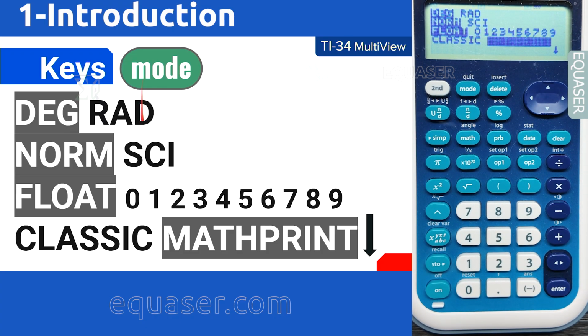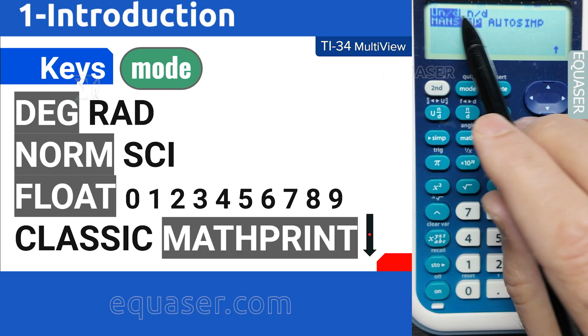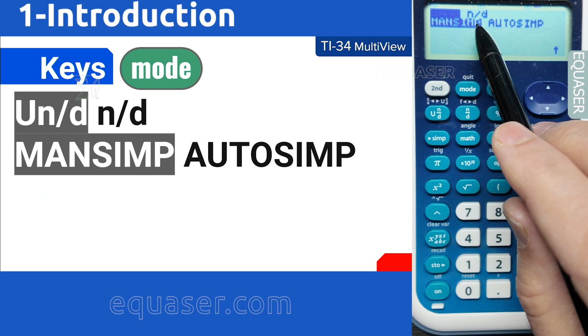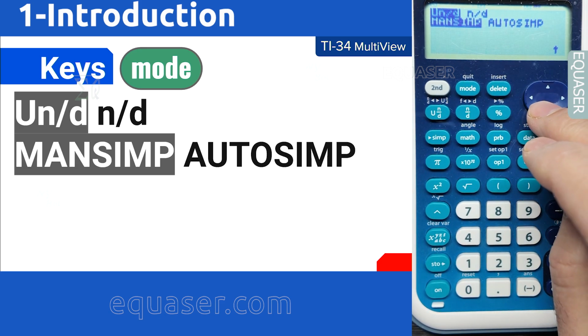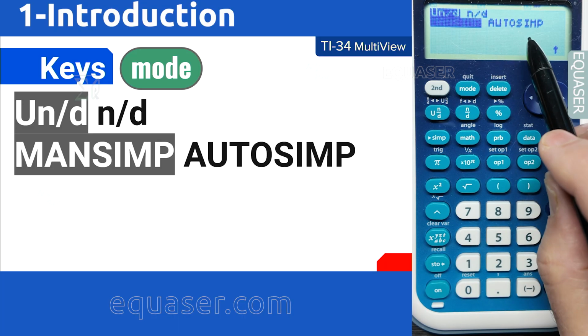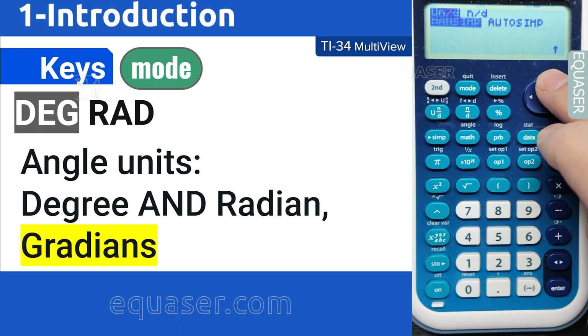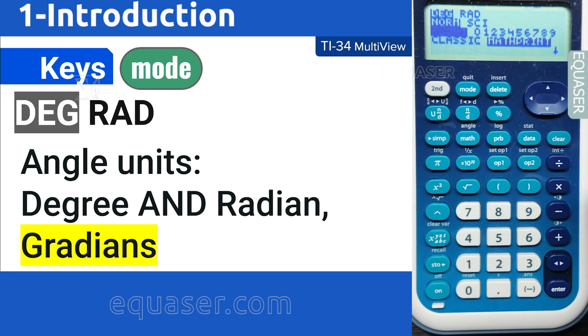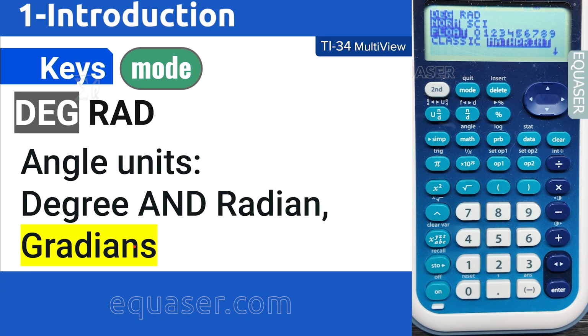Now we have an arrow that shows that we have another screen, and here these are the two options for the fraction, and this is manual simplification and auto simplification. Now if I go up, this value is for the angle unit, degree or radian, and we don't have gradians. There is a T, I believe. So there are no gradians in this calculator. You cannot work with that.